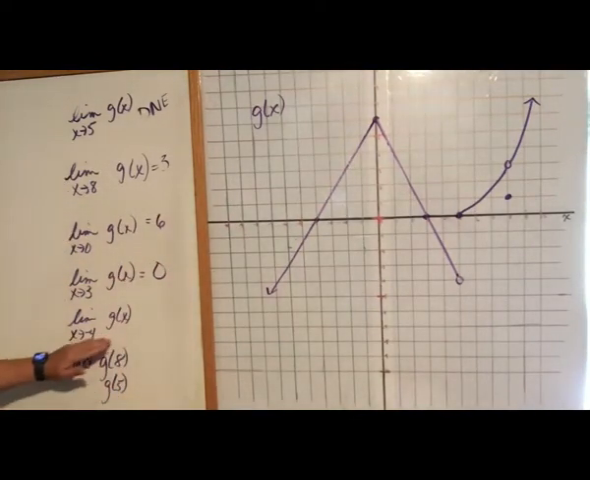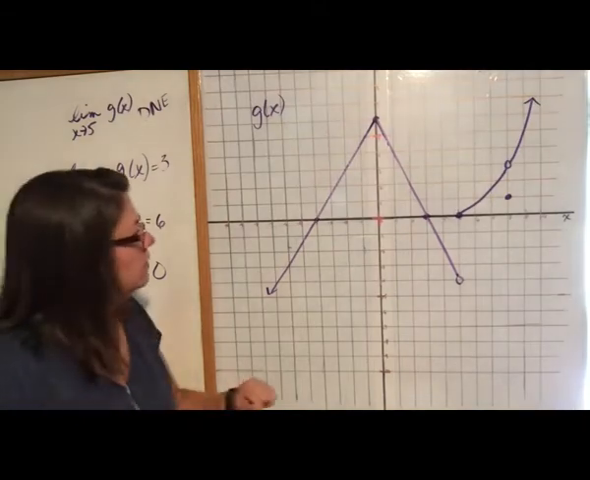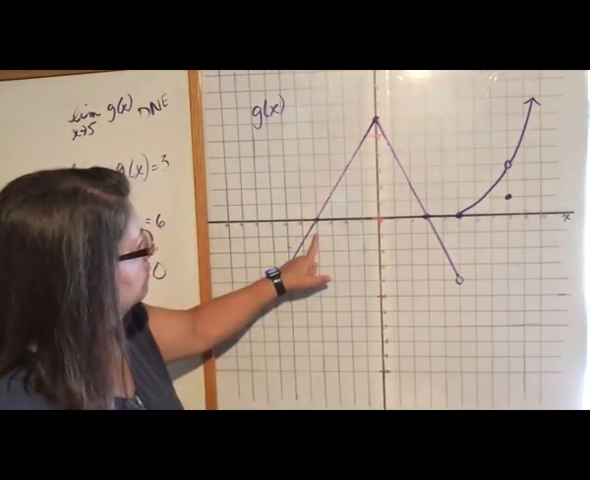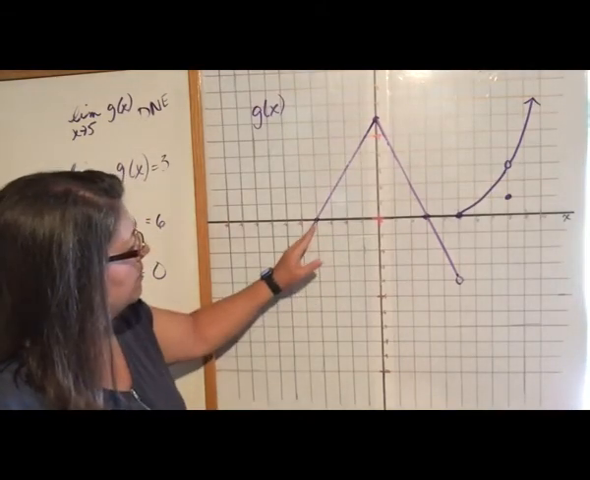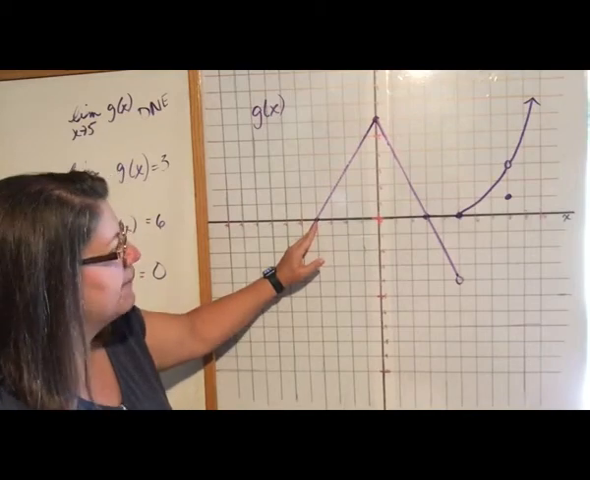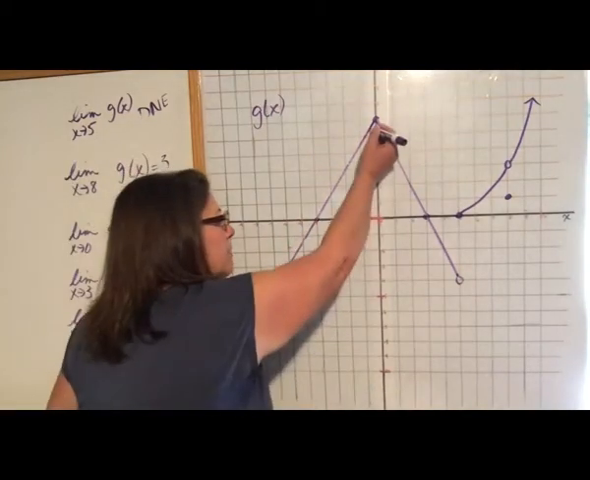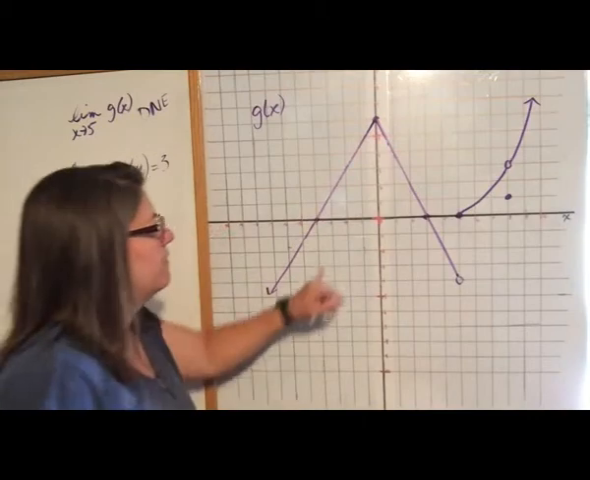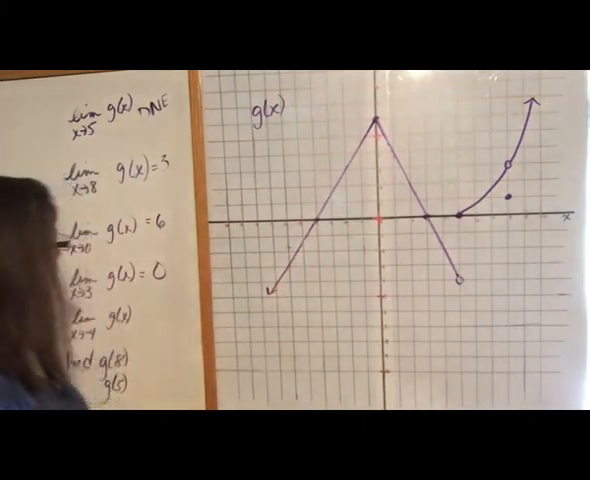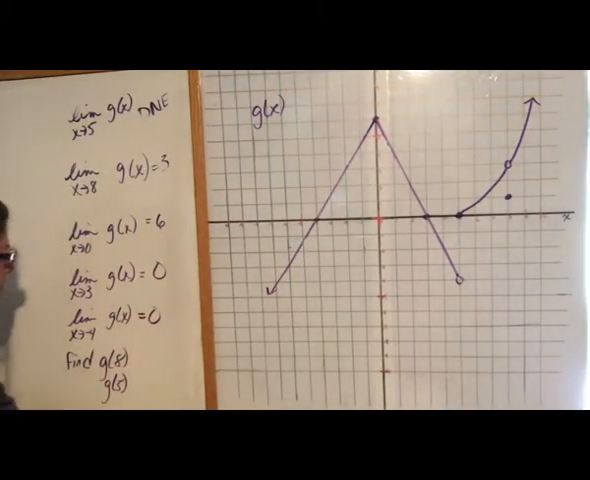Next, the limit of g of x as x approaches -4. Here's -4. As x approaches -4 from the left, it looks like the y value there will be 0. As x approaches -4 from the right, it looks like the y value there is going to be 0. So again, that limit is 0. And then look here at what it's asking for. It says find g of 8 and find g of 5.